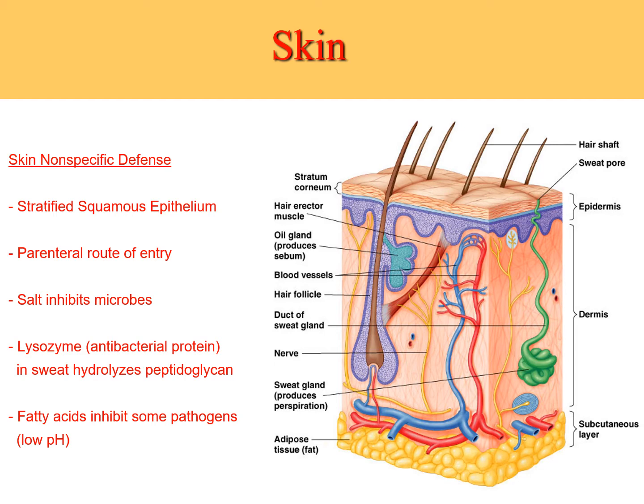The other thing is that the oil glands produce sebum, shown here. There is fatty acid in that, and that does inhibit some pathogens. It's a low pH acid material which has inhibitory effects on certain pathogens.